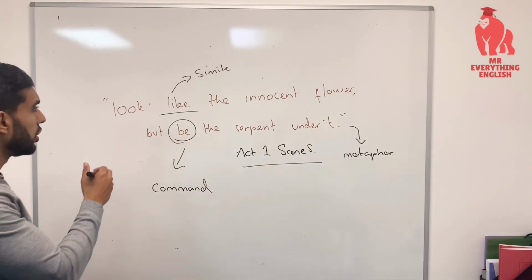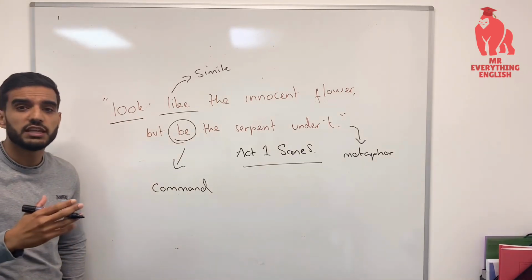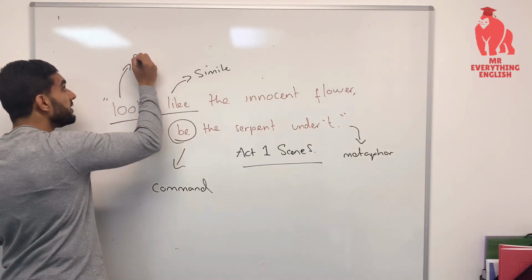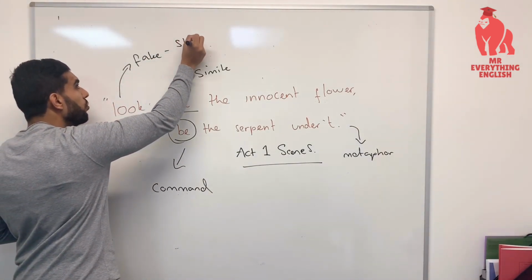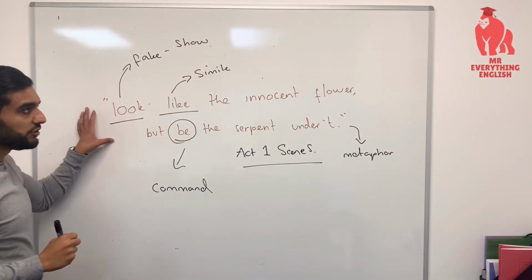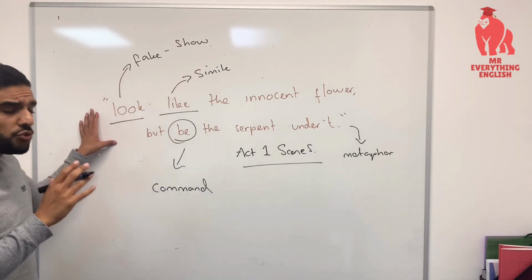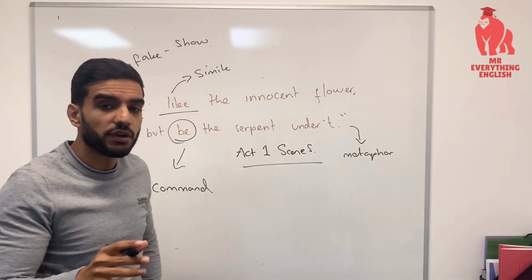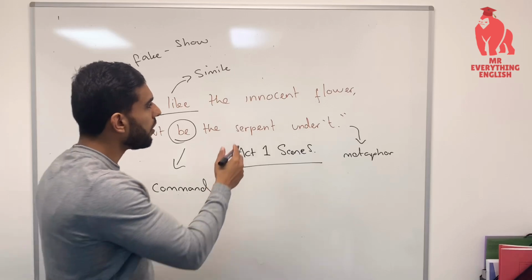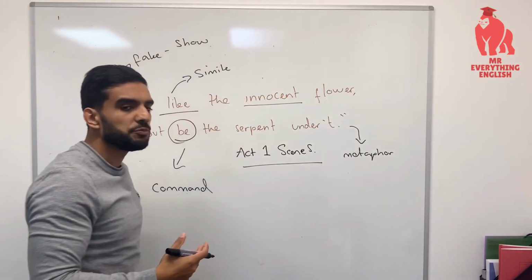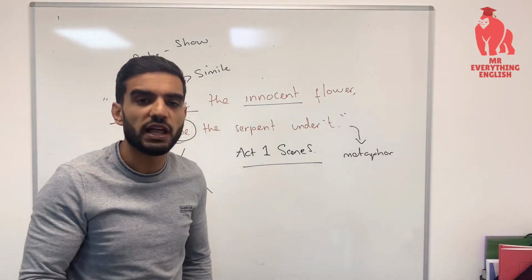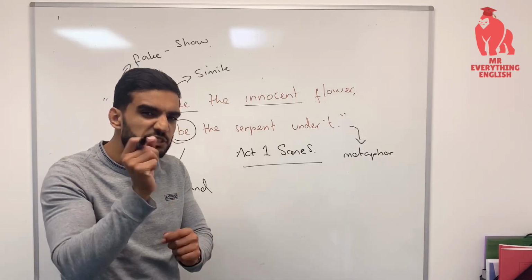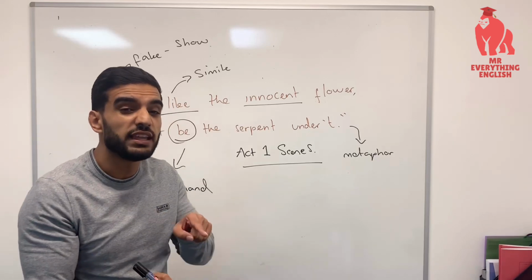Let's start from the beginning. The word "look", I would argue, guys, in your exam, you want to argue that the word "look" shows that this is fake. This is all for show. She's asking him to do this for show. Now look like the innocent flower. This is a very interesting point to consider. Why does she say that the flower must be innocent? 80% of flowers are innocent. Look like a flower is innocent enough. But why does she specify that you must look like the innocent flower?